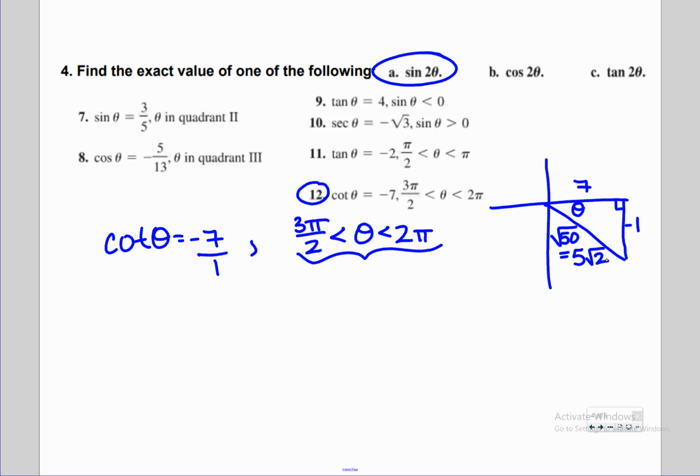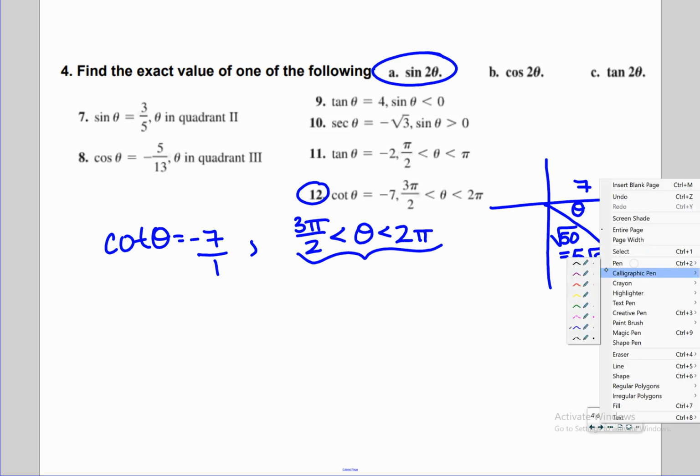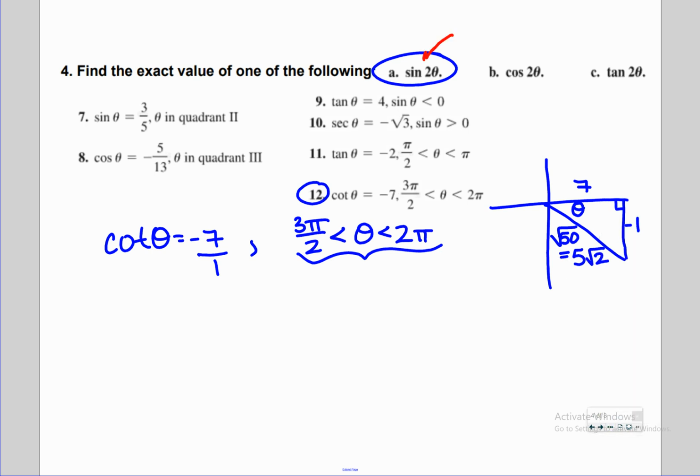The triangle will give me what I need to fill in my identity. Remember, sine 2 theta does not mean find the sine and double it. It means use the identity on your sheet. Okay, so under double angle identities, sine 2 theta, or 2x on your paper, is 2 sine cosine.